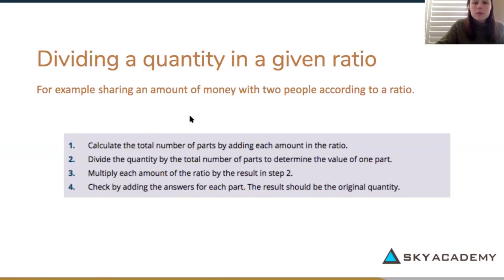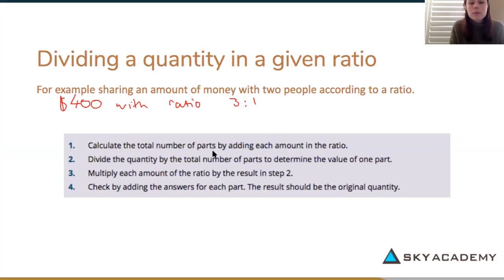So say we'll stick to this example. Say we have $400 being shared between 2 people with the ratio of 3 to 1. And we have to figure out how much each person gets. So let's have a look and follow the steps.